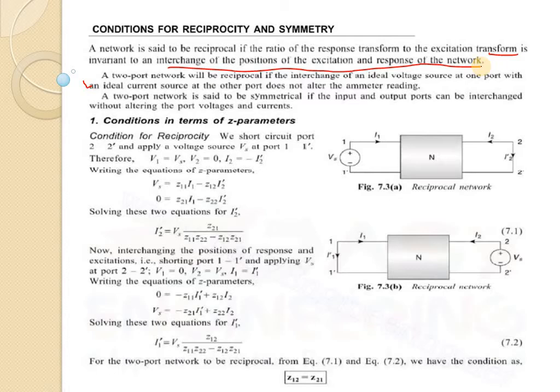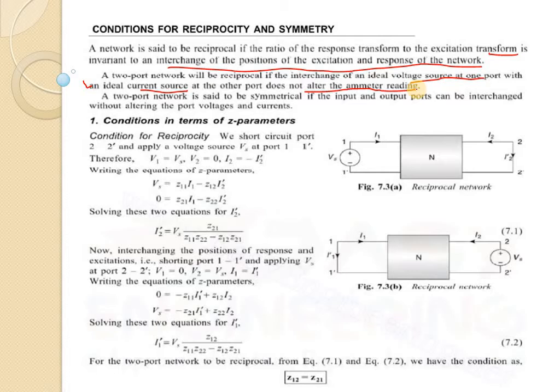A two-port network will be reciprocal if the interchange of the ideal voltage source at one port with an ideal current source at the other port does not alter the ammeter reading. That means in two ports we are just interchanging the ideal voltage source at one port with the ideal current source at the other port, and in this condition the ammeter reading should not alter. Then we can say that this two-port network follows reciprocity.